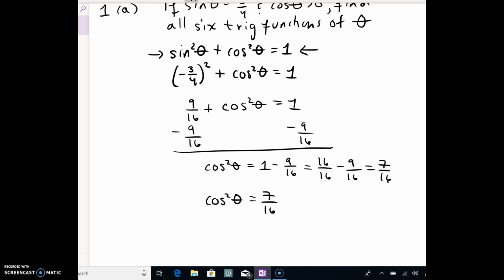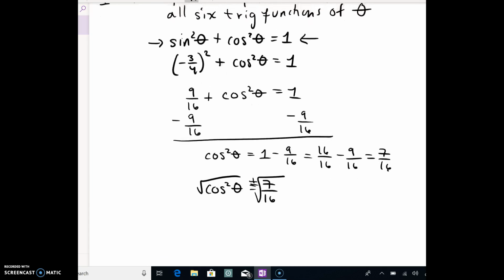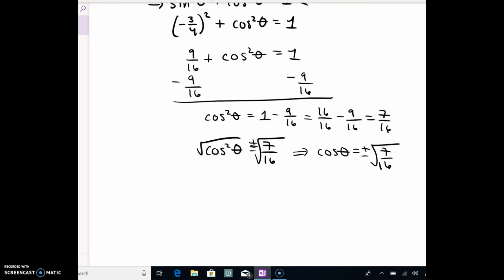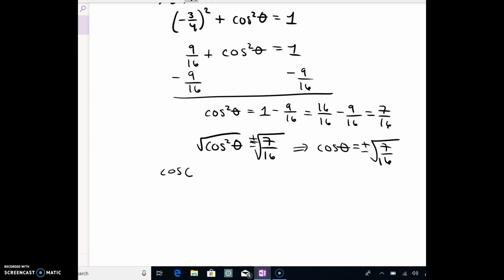Now, to get cosine by itself, we can take the square root of both sides, and don't forget to put in your plus or minus anytime you take the square root. So we know that cosine of theta is equal to plus or minus the square root of 7 over 16. Let's do a little bit of simplifying here. Cosine of theta is equal to plus or minus the square root of 7 divided by the square root of 16, which is plus or minus the square root of 7 over 4. I know it's simplified in that manner so that the denominator doesn't have any radical in it.